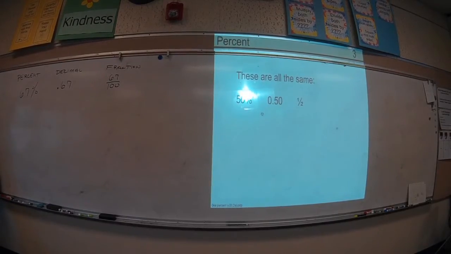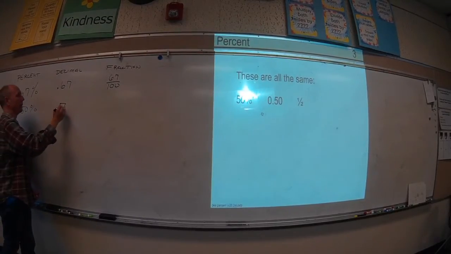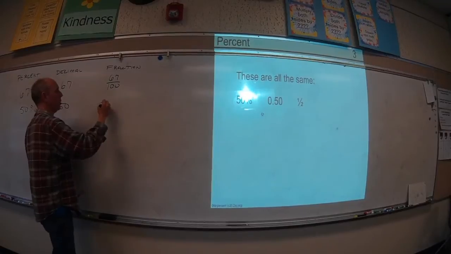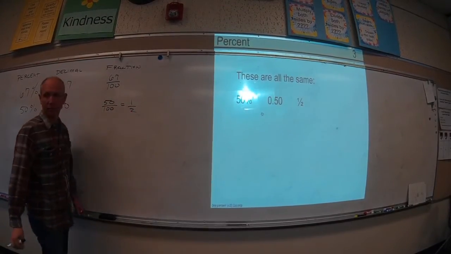Pick a percentage. 50%. Write it as a percentage. Well, tell me what to write. 50 and then a percent sign. 50%. Write it as a decimal. 0.50. Write it as a fraction. 50 over 100. Which is the same as 1/2.